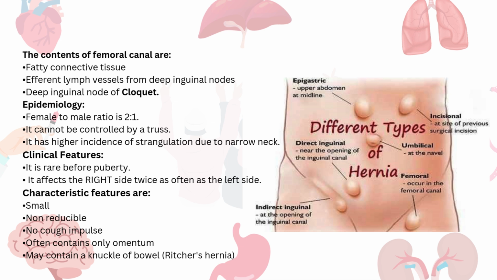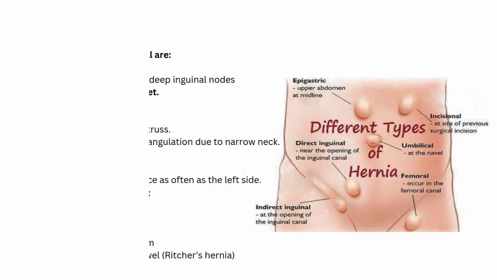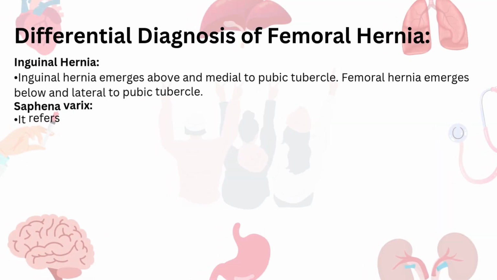How would the femoral hernia present? It mostly presents after puberty and it affects the right side twice as compared to the left side. The characteristic features of the femoral hernia are that the hernia is very small, it is non-reducible, it has no cough impulse. No cough impulse means it would be present all the time. It often contains the omentum. It may contain a knuckle of the bowel, and if it contains the knuckle of the bowel, it is called Richter's hernia. And then we have several differential diagnoses.